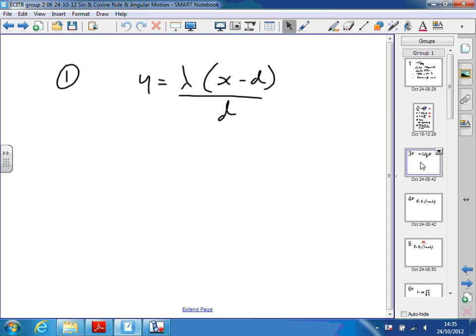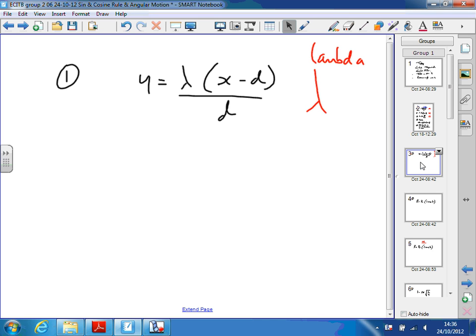So number one, y equals lambda. This symbol here looks like this. To draw it, I usually do a little curly line down like that and then put a little leg on it. Lambda. L-A-M-B-D-A, part of the Greek alphabet. Often used to represent wavelength.